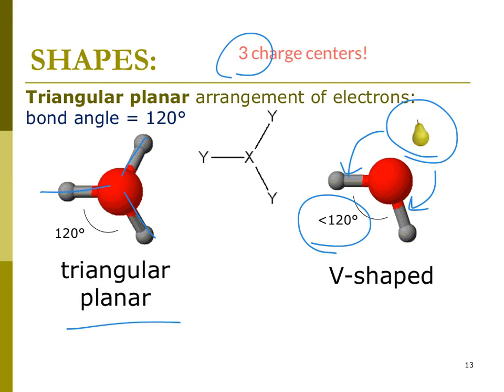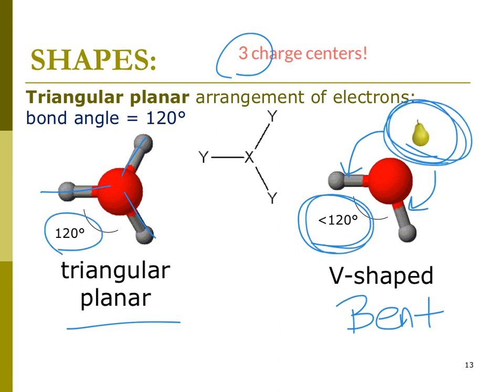The name of this shape we usually call bent. IB likes to call it V-shaped. I've also heard it called angular. But what you should know most importantly is that the bond angle decreases because of these lone pair repulsions actually.